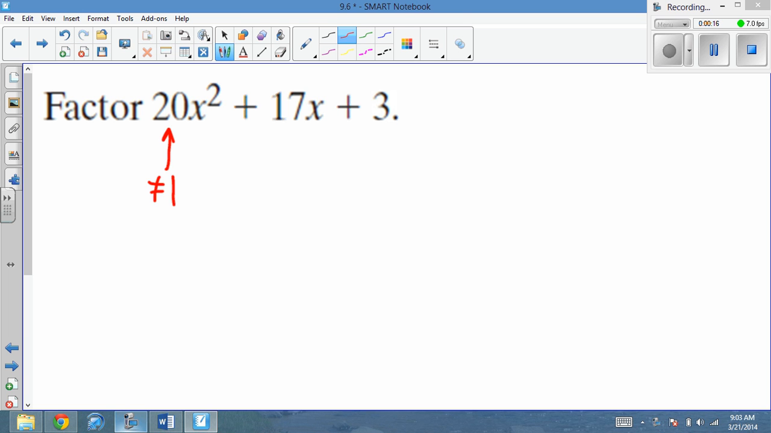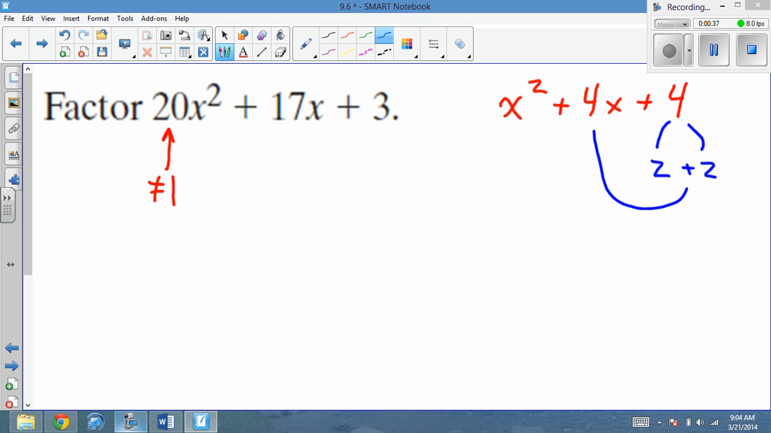Okay. Last week we took a look at factoring trinomials that were in this form, something like x squared plus 4x plus 4. If we have a trinomial in this form, we can simply look for factors of the constant that add up to the coefficient in front of x, the b value.